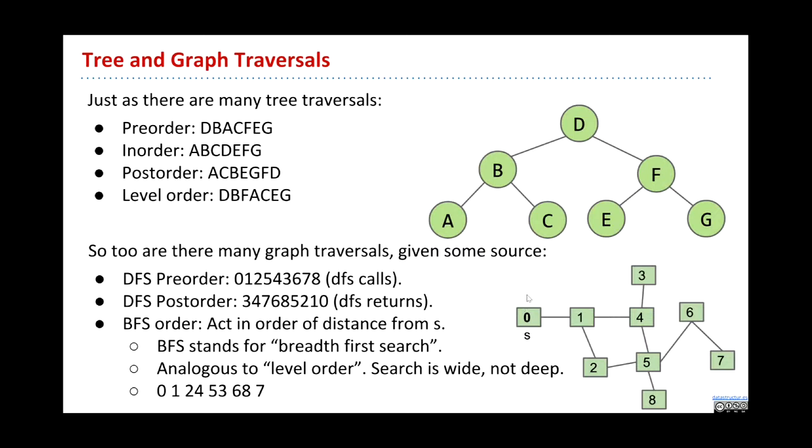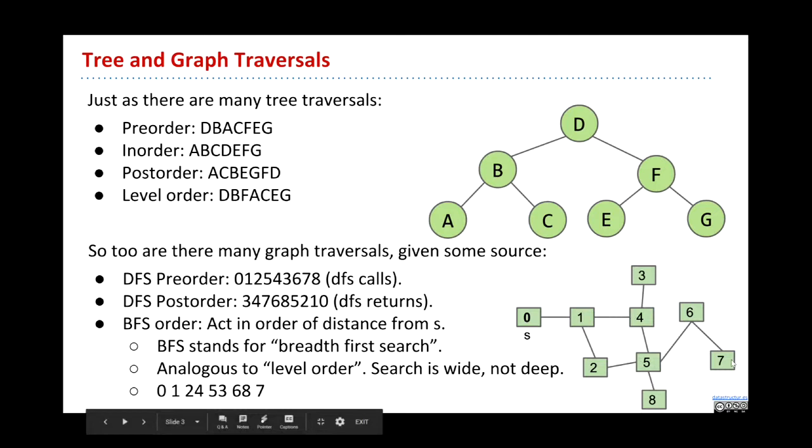BFS order is whenever you visit or act on the vertices in order of distance from S. BFS is, as I think I just said, breadth-first search. So you're going wide, a lot of breadth, rather than deep, so not depth. And so one valid BFS order is 0, 1, 2, 4, 5, 3, 6, 8, 7. You'll notice that those vertices are an increasing distance from the source, though note that, for example, 2 and 4 are equidistant, so you could actually do those in either order. So one little difference between tree traversals and graph traversals is that graph traversals are not, in general, unique, whereas tree traversals are.